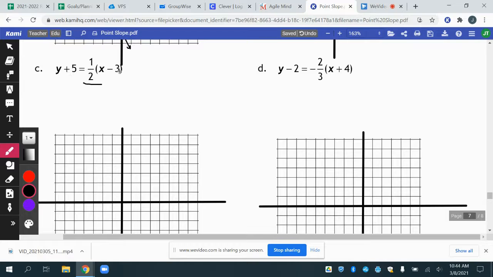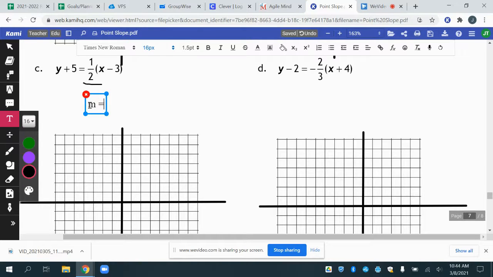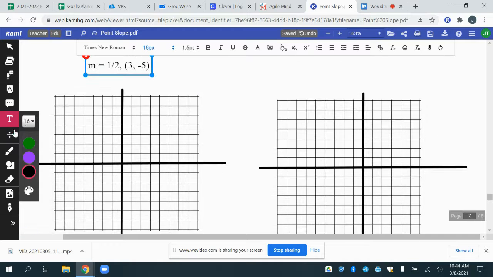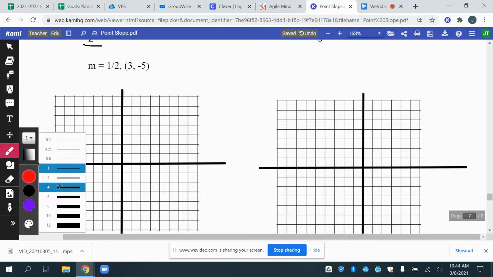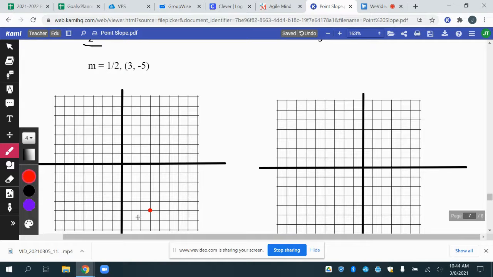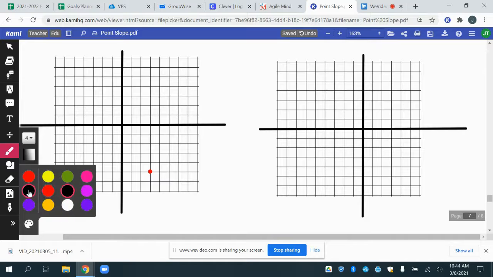It goes through the point 3, -5. I'm going to type that. M equals 1/2, point is 3, -5. 3 is 1, 2, 3. -5, 1, 2, 3. Right there. Let me make that the right color and size. Okay, and it has a slope of 1/2, so it's going to look like this.